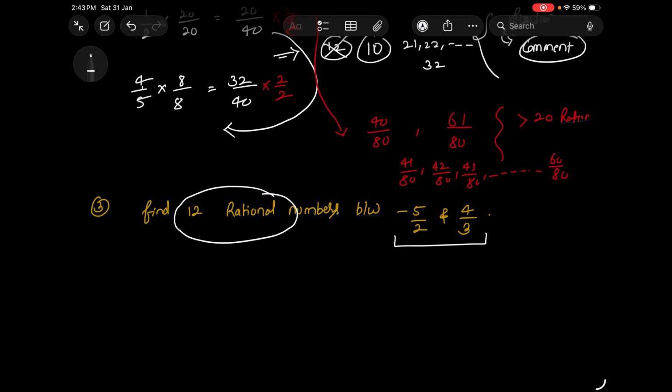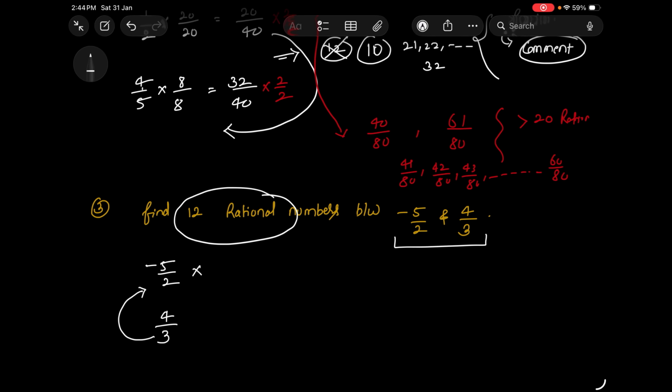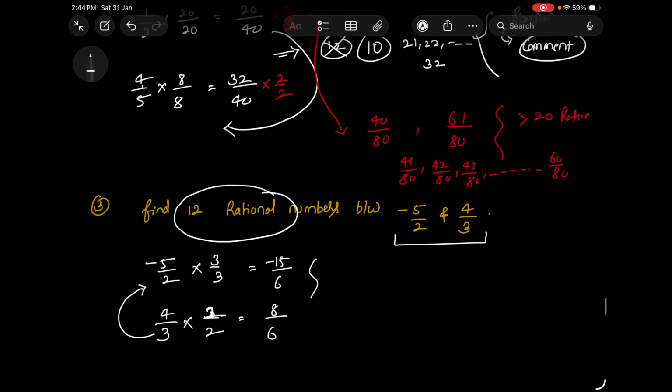Now what if the rational numbers asked lie between one negative number and one positive number? In this case, we do a similar thing. We write minus 5 upon 2 and 4 upon 3. First, we multiply and divide the first number by the denominator of the second number, and the second number by the denominator of the first number. So it becomes minus 15 upon 6 and 8 upon 6.